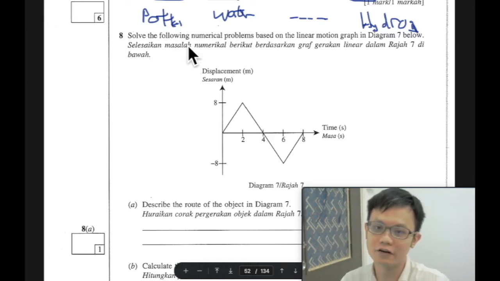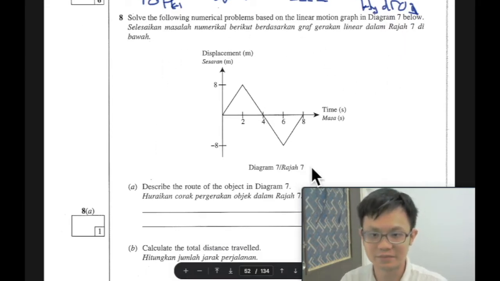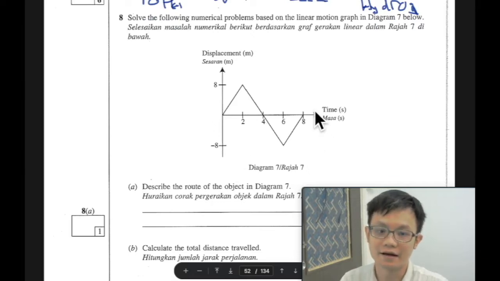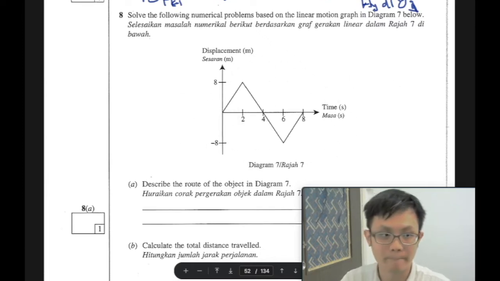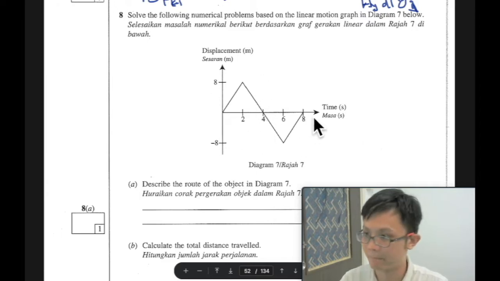Solve the following numerical problem based on the linear motion graph in diagram 7 below. So this is diagram 7. I think this one is similar to maths, correct or not? So what does this graph show actually? Displacement-time graph. Total distance traveled. Eventually it goes back to 0, is it? Yeah, the displacement will probably be 0, correct?